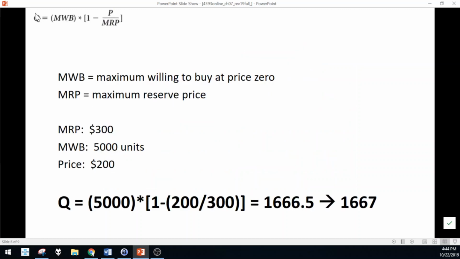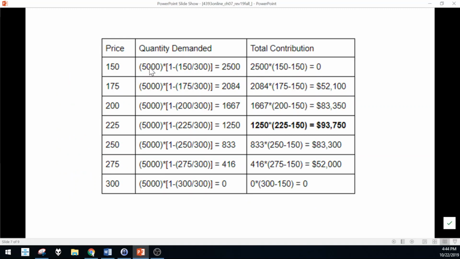But again, you're just using this formula right here. I'll give you the other information: maximum quantity demanded, maximum reservation price, and then you'll just plug in the given price points here and here, and you plug in the variable cost there, and then you just run through the calculations. There's not much to it.